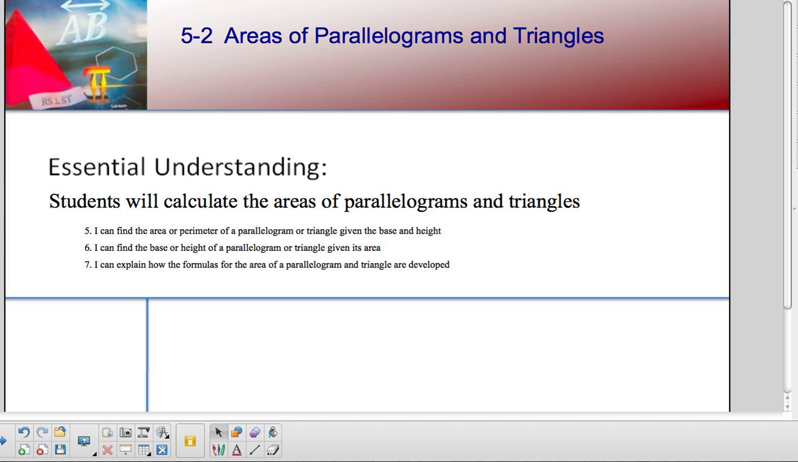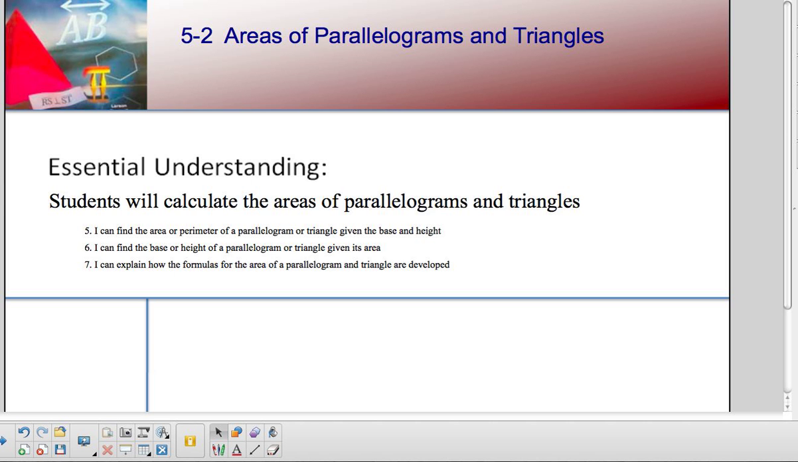The first thing that we want to be able to do is find the area or perimeter of a parallelogram or a triangle given the base and the height. So if you know the base and the height, basically just calculate the area and the perimeter of that parallelogram.